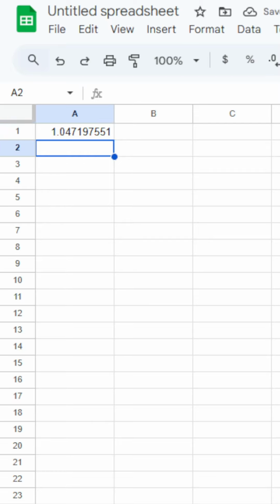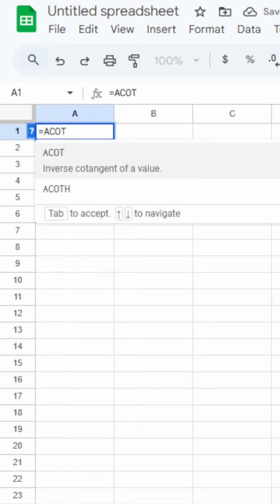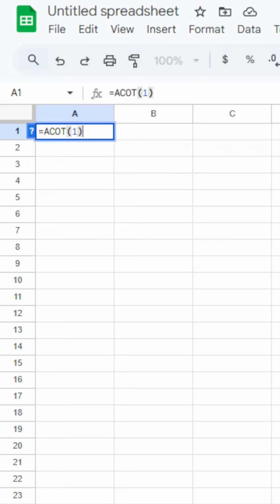Moving on to our fourth and fifth for the day, we have equals ACOT and equals ACOTH. So ACOT returns the angle in radians whose cotangent is a given number. So if I put in ACOT 1, that gives us 0.7854 if you round up. Cotangent is just 1 over tangent.